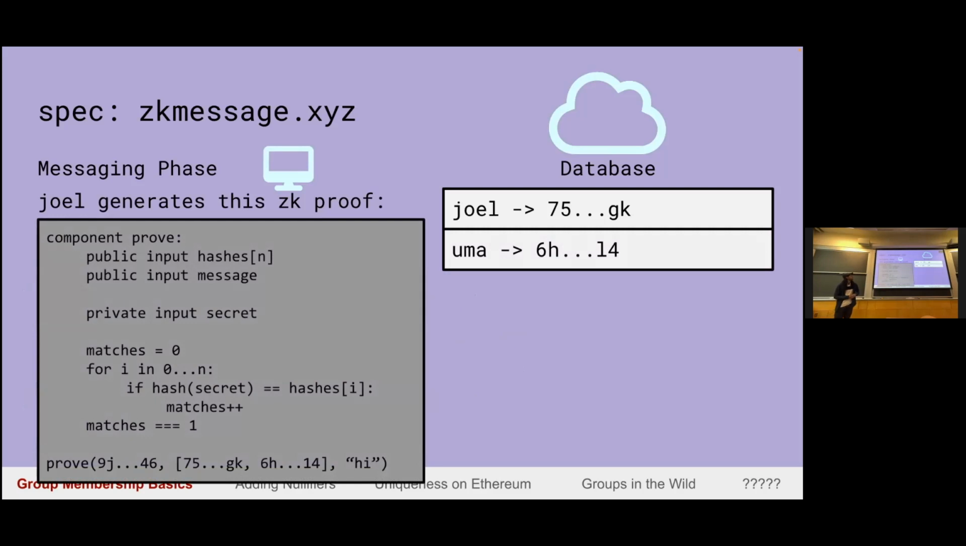So now this is kind of the Circom pseudocode. And you can imagine that one thing he can do is input all of the hashes that are currently in the database. Namely, this will be 75, blah, blah, blah, 6h, blah, blah, blah. These are all the hashes. The message that he's trying to post, so hi, and Joel's secret. So this is the 9j, 46, et cetera, that when hashed gives you Joel's number in the database. And you'll notice that in Circom, some things are public, some things are private, and there's some logic down here.